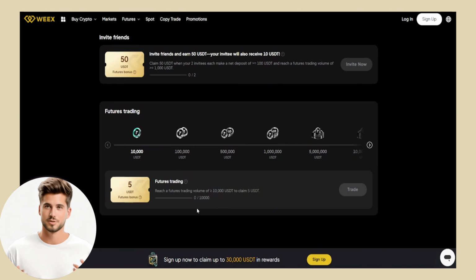If you get 100000, you get 10 USDT. If you reach 50000, you get 50 USDT. If you reach 1 million, you get 100 USDT.